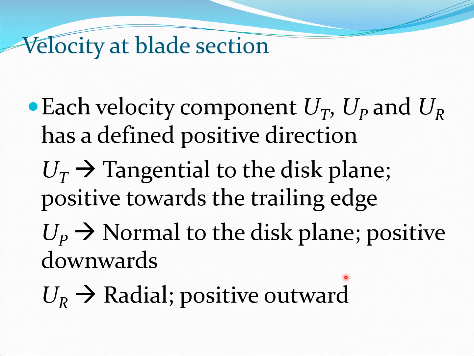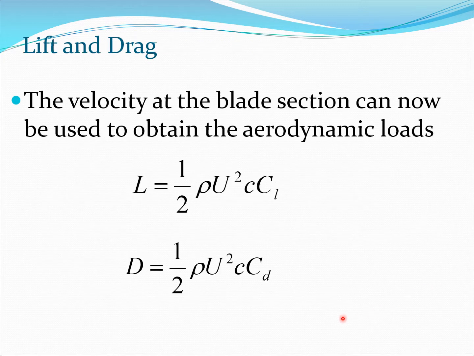Now each velocity component UT, UP and UR has a defined positive direction. UT is tangential to the disk plane and positive towards the trailing edge. UP is normal to the disk plane and it's positive downwards, and UR is radial and it is positive going out.